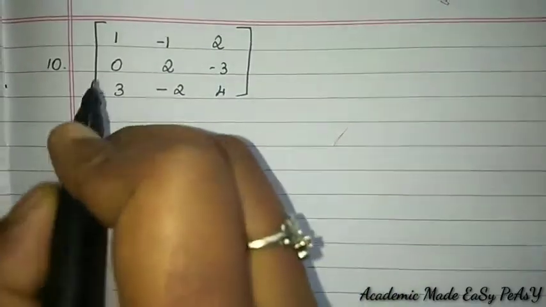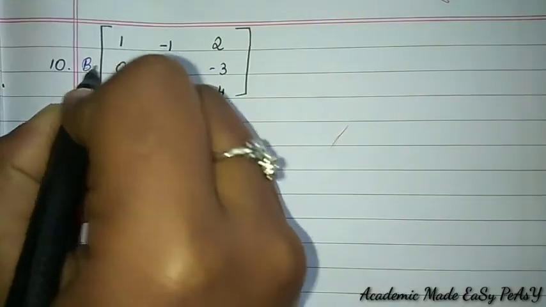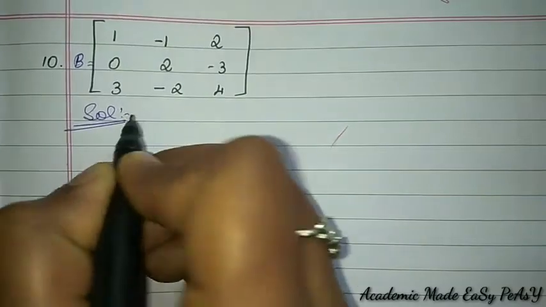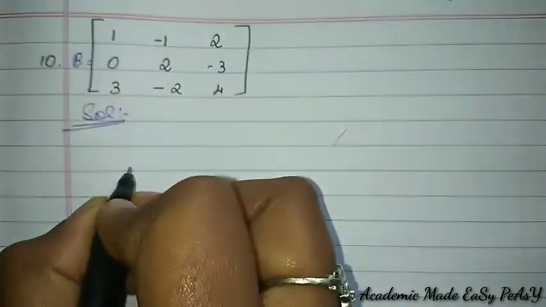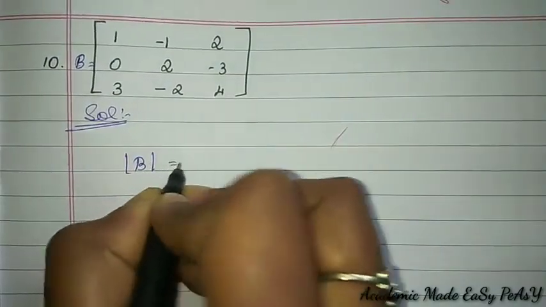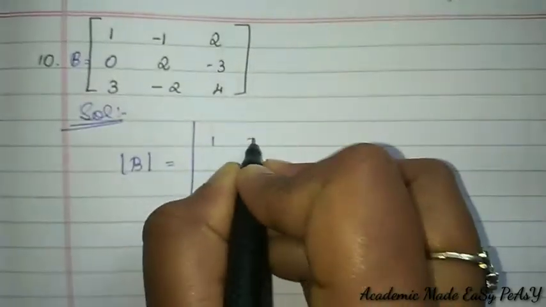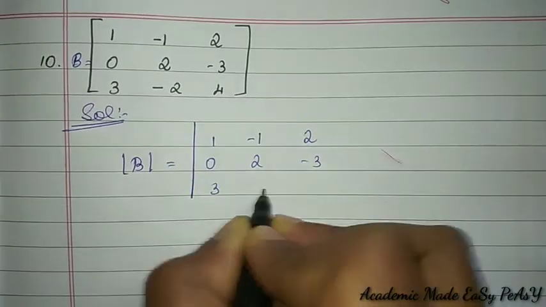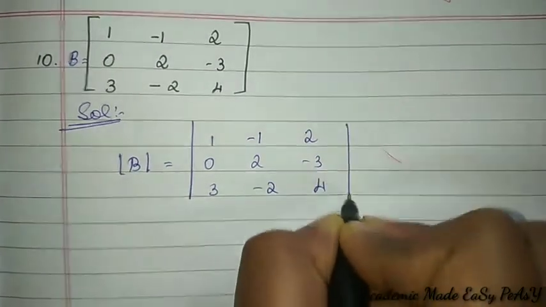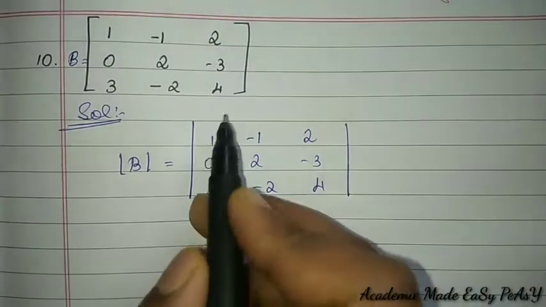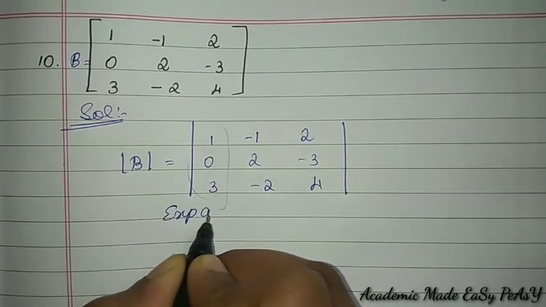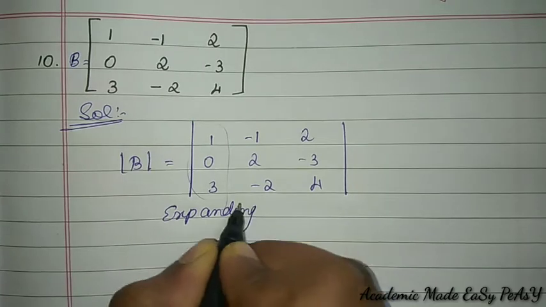Question 10. A matrix is given. So let me take this matrix as B. Now let me check whether this has the inverse or not. In order to check, we have to get the determinant. So 1, minus 1, 2, 0, 2, minus 3, 3, minus 2, 4. Now I will be expanding this determinant by column 1.